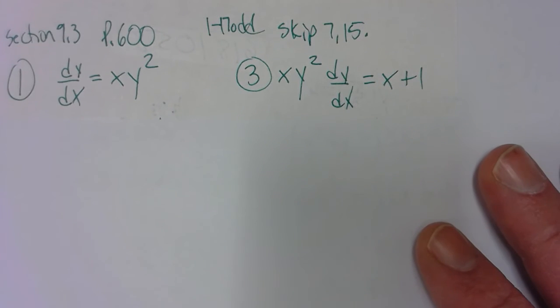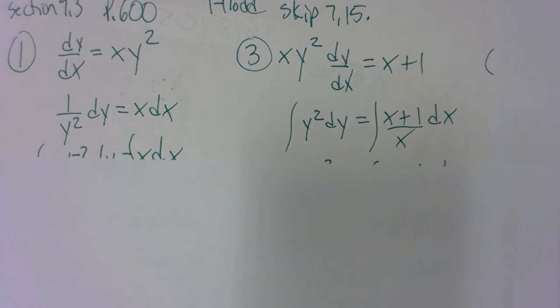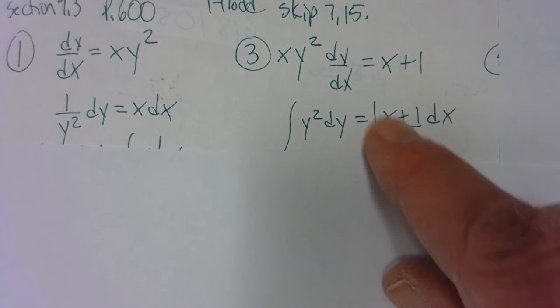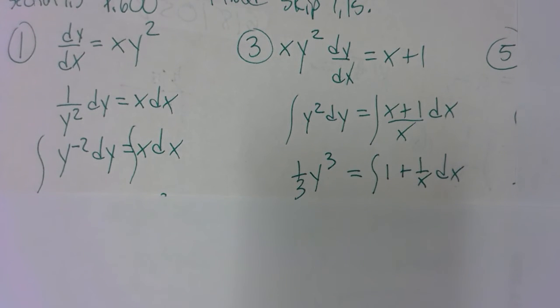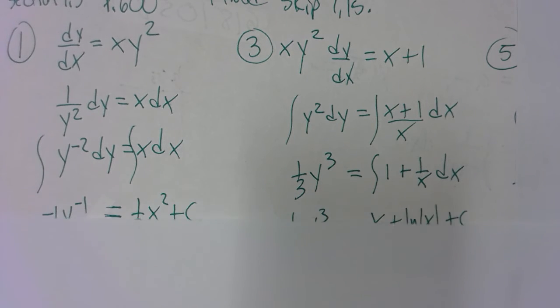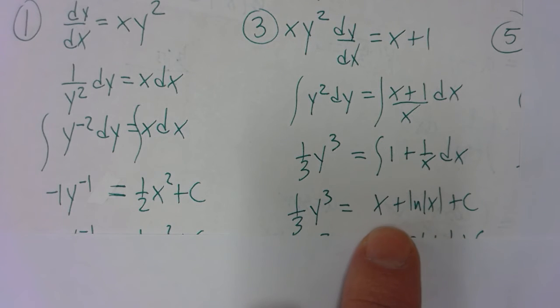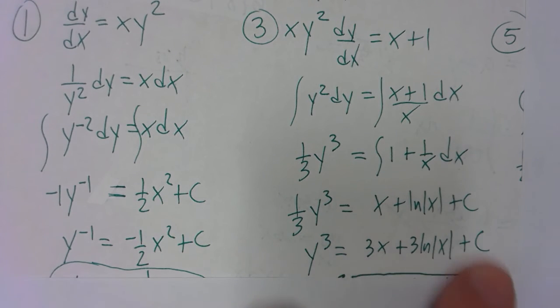Okay, here's number 3. There's the original problem for number 3. I separated, so it looks like I divided the x over and multiplied the dx over. Took the antiderivative, so I would think about that as 1 and then 1 over x. There's going to be a natural log in this one. I got to do the antiderivative of each of those, which would be x, natural log absolute value, plus the constant on each side. So put it together on one side. Multiply each side by 3.